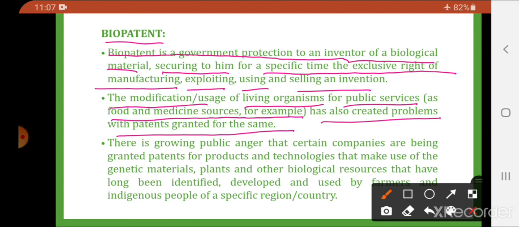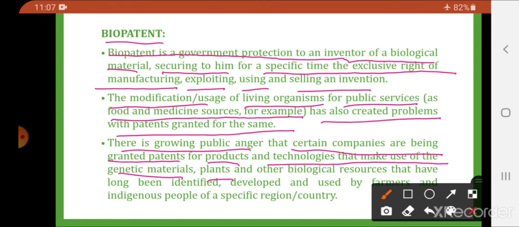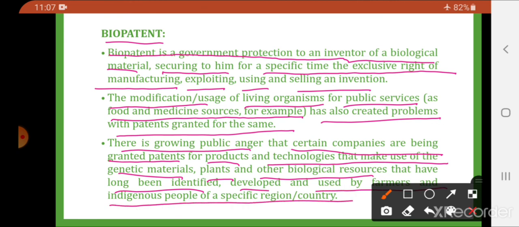There is a growing public anger that certain companies are being granted patents for the products and technologies that make the use of the genetic materials, plant and other biological resources that have been long identified, developed and used by the farmers and indigenous peoples of the specific region or country.